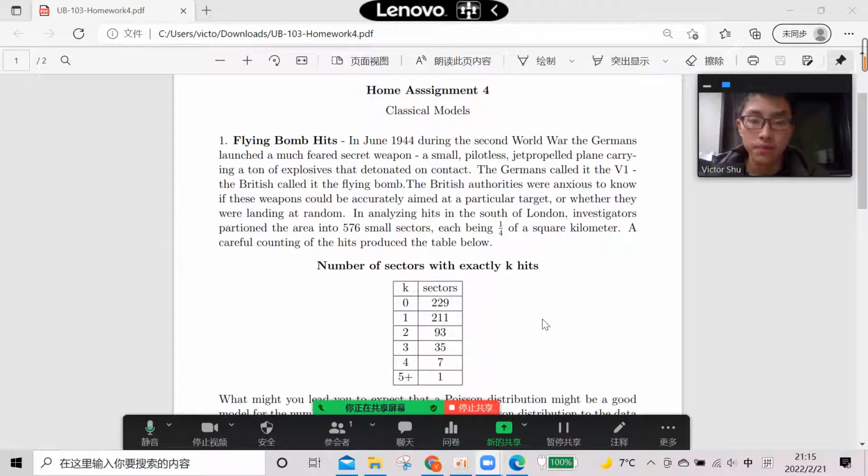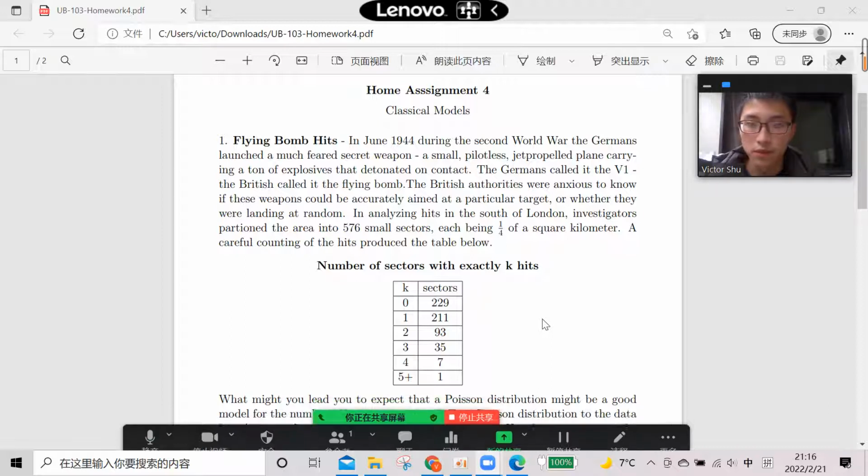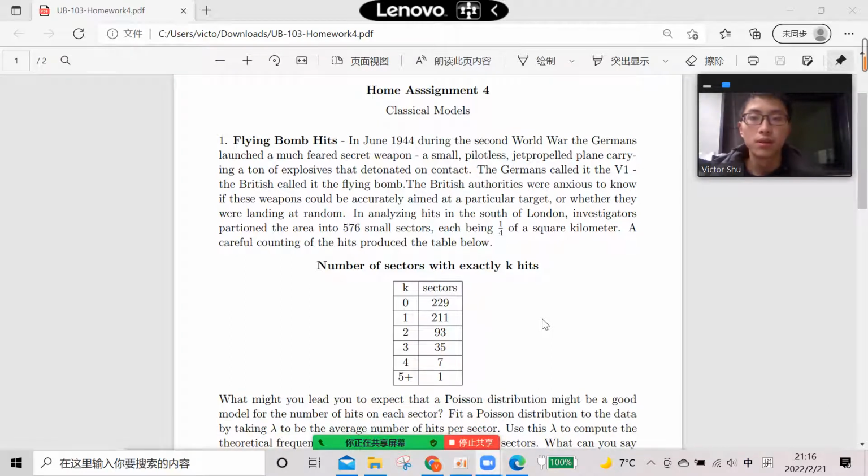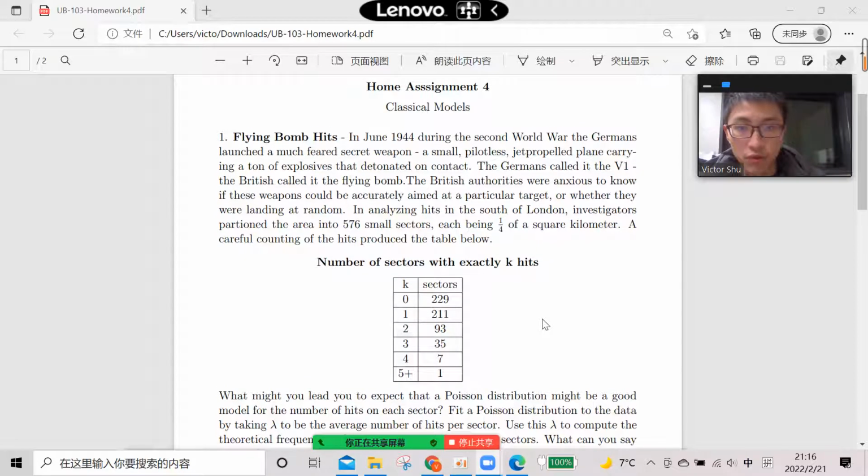Right, so this is home assignment 4. This chapter covers basically Poisson distribution. Home assignment 3 covers hypergeometric distribution, and you can review those concepts through the 4.3 and 4.4 chapters in the textbook. Specifically, home assignment 4 is about Poisson distribution and exponential distribution. The last question is about exponential distribution.